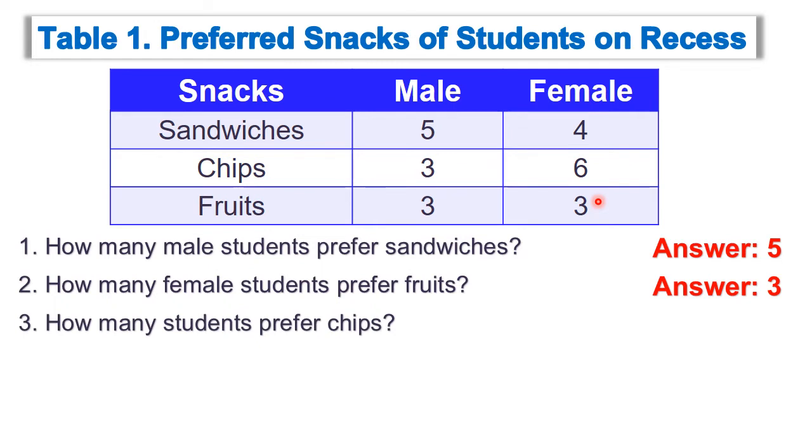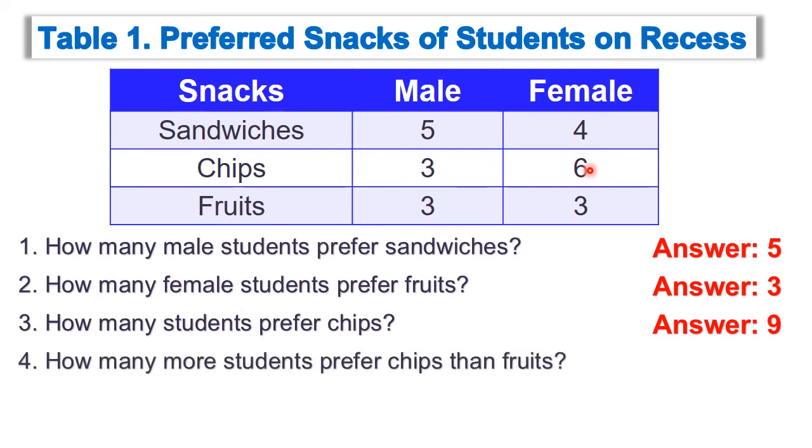Number three, how many students prefer chips? Now, this time, students are not categorized into male and female, but rather they are fused. That means 3 and 6, both male and female, like chips. So 3 plus 6 equals 9.